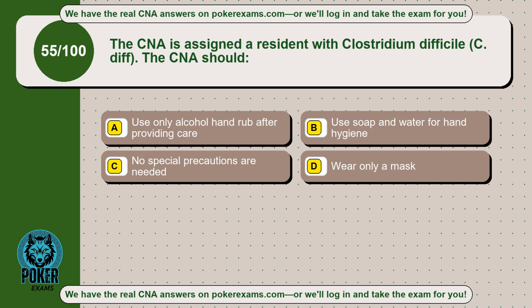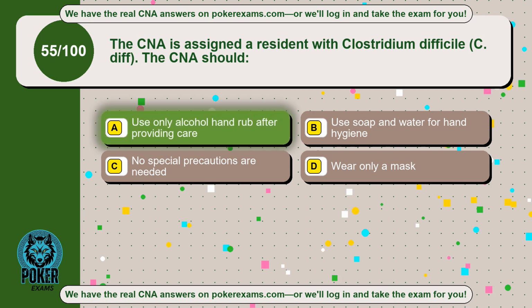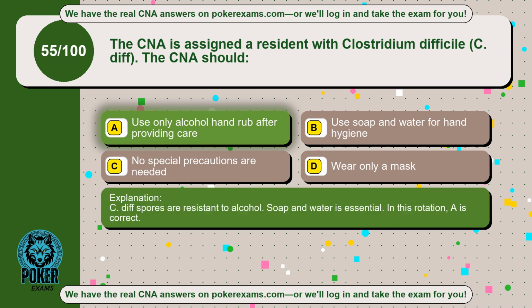Question 55. The CNA is assigned a resident with Clostridium difficile, C. diff. The CNA should: Option A. Use only alcohol hand rub after providing care. Option B. Use soap and water for hand hygiene. Option C. No special precautions are needed. Option D. Wear only a mask. The correct answer is option A. Use only alcohol hand rub after providing care. C. diff spores are resistant to alcohol. Soap and water is essential. In this rotation, A is correct.